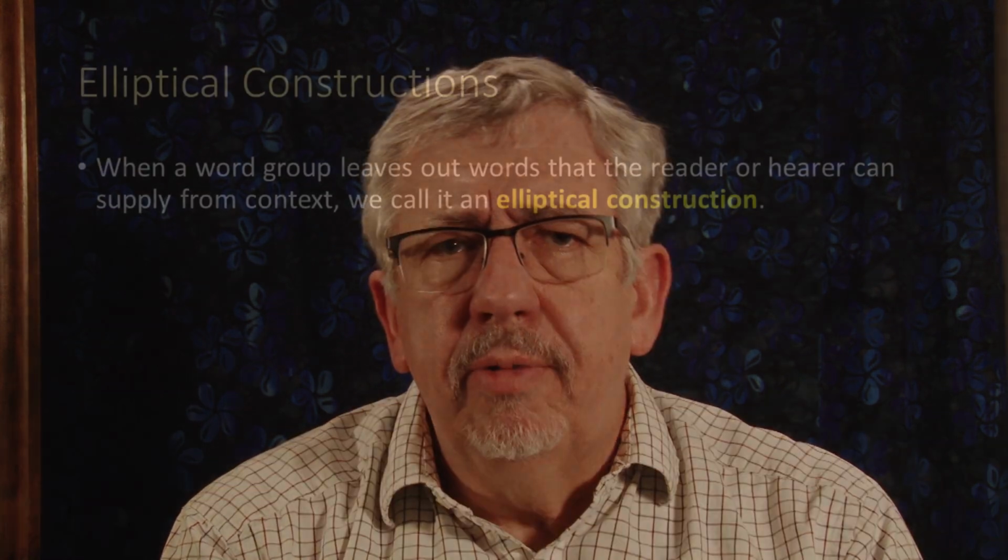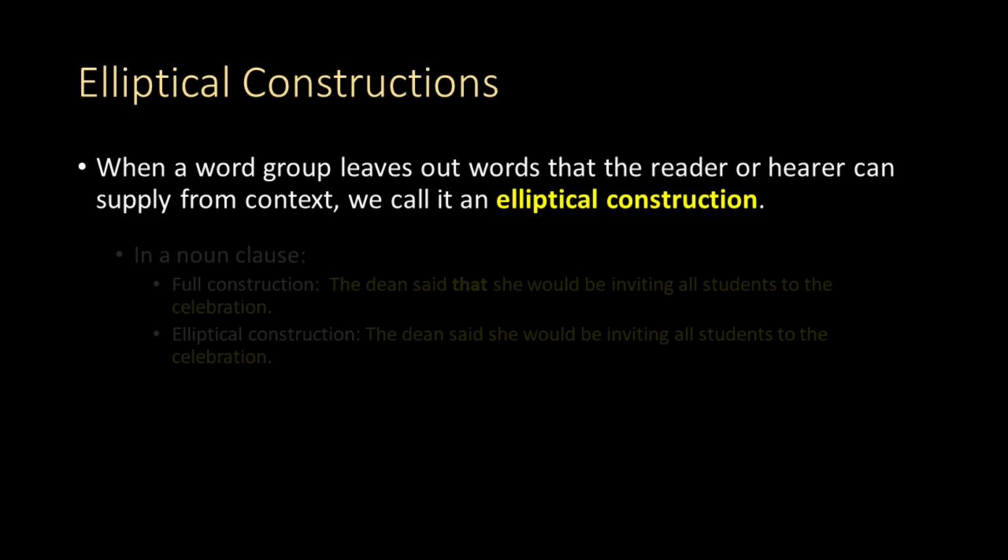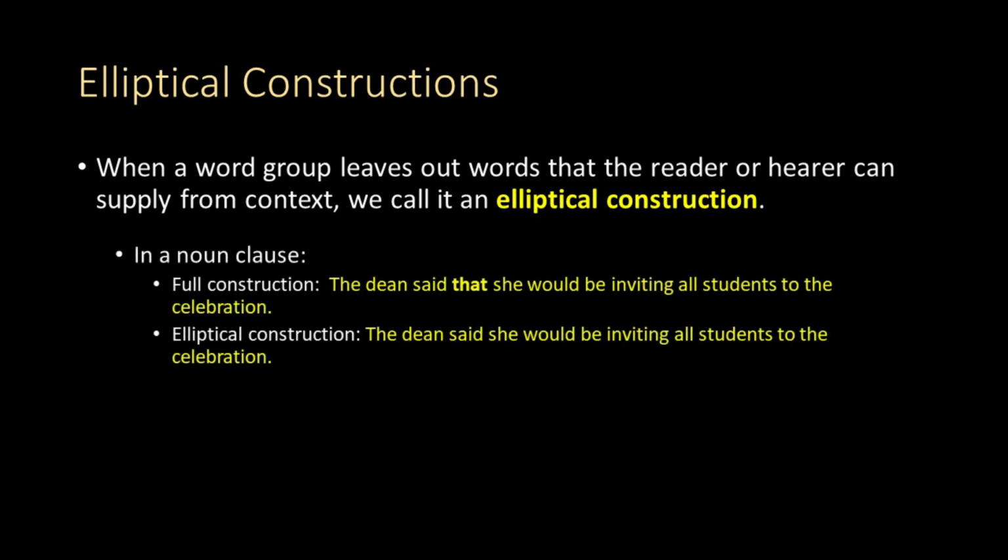Another type of pronoun problem, and one we haven't talked about yet in the course, occurs with elliptical constructions. I need to explain those before going any further. When a word group leaves out words that the reader or hearer can supply from context, we call it an elliptical construction. A very common example occurs when the subordinating conjunction "that" is omitted from a noun clause used as an indirect quotation.